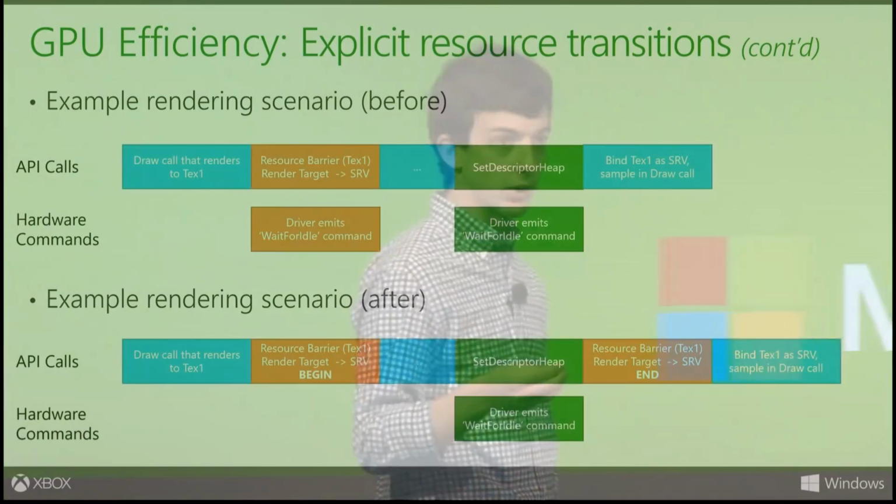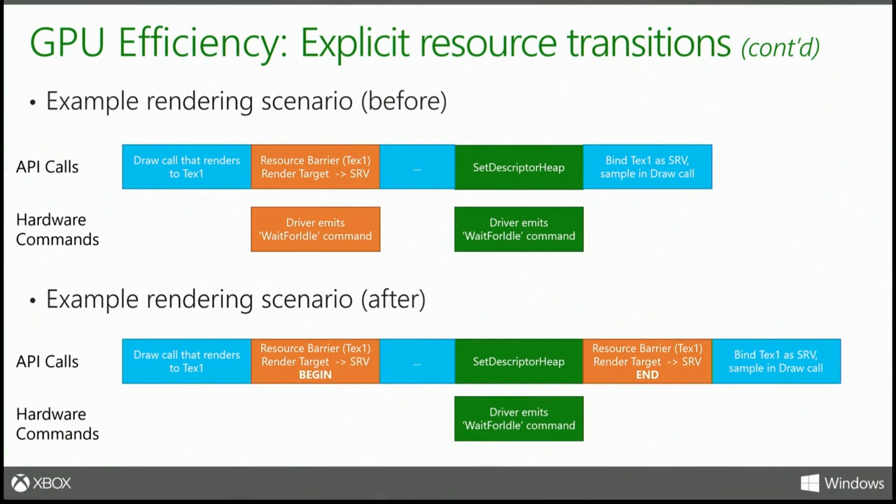So a diagram that would show what this would look like before, if you're only calling a single resource barrier, is let's say we have a very basic rendering scenario where we're rendering to a render target. We then want to do the transition because we know we're going to need to read that in a subsequent shader. We then do some other operations. Let's say we do another API call that happens to be expensive, that happens to cause the GPU to need to idle. In this case, it's a set descriptor heap call. And then let's say we want to read from that texture.